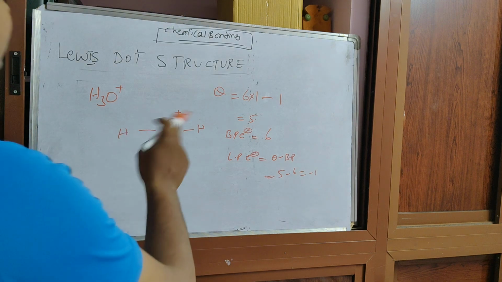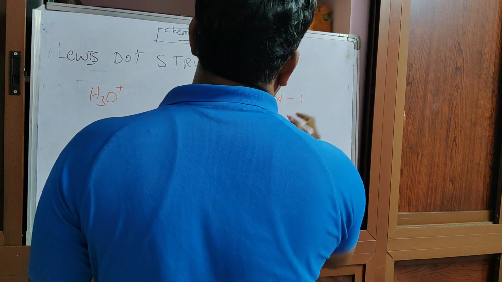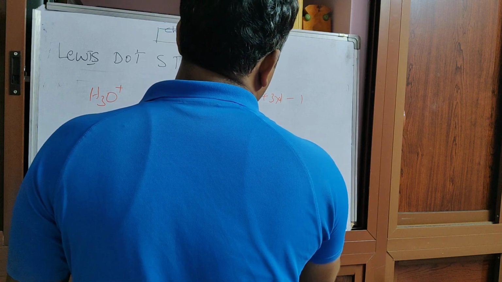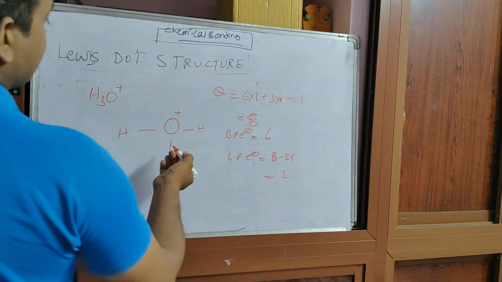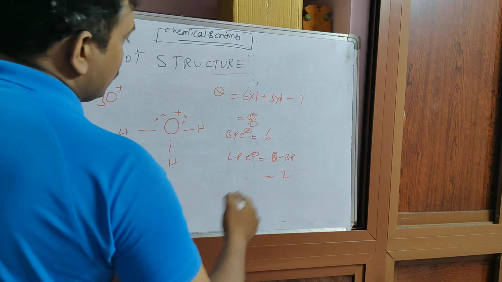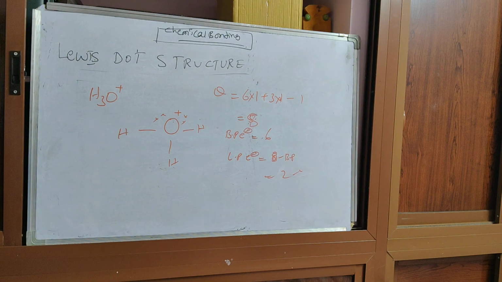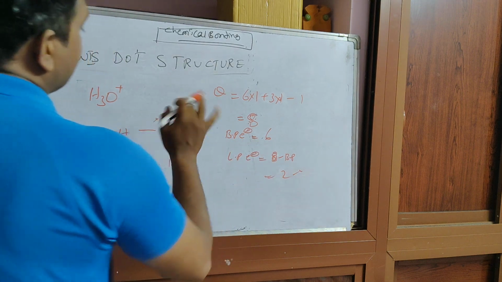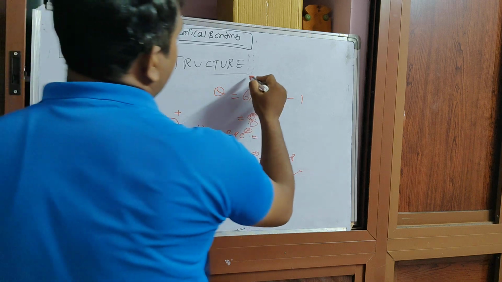Valence electrons of all the atoms. Plus 3 into 1 minus 1. Then 8, 6. 8 minus 6, then it is 2. How many electrons? 2 means one lone pair.